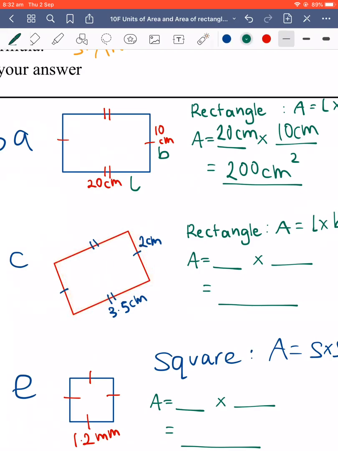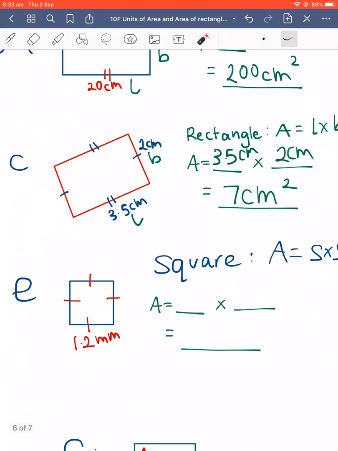Again, with all of these, easiest thing is to draw a diagram. So I have my length here and I have my breadth here. So let's put in my length. My length was 3.5 centimeters and my breadth is 2 centimeters. So once I multiply those together, I end up with 7 centimeters squared.